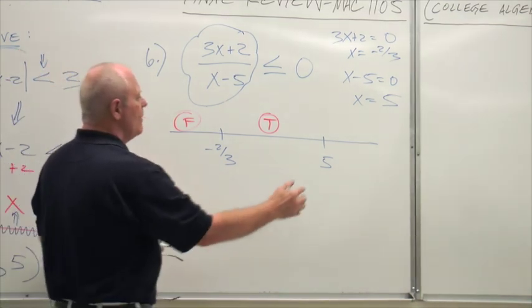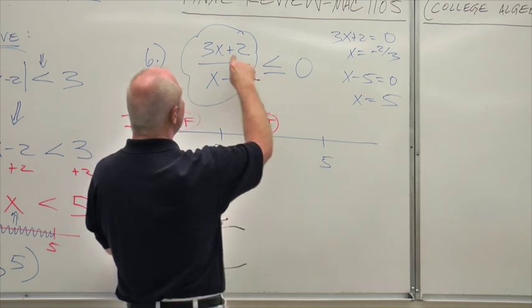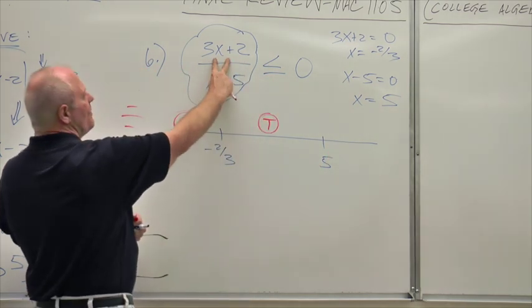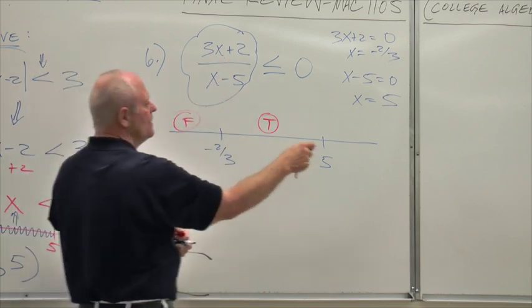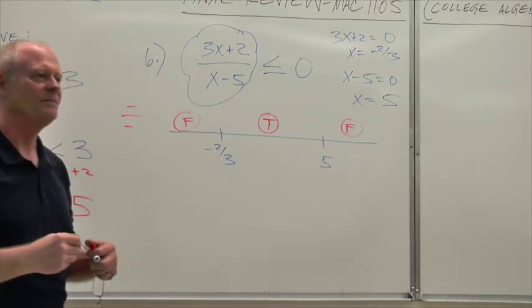Good. Now, obviously, when it's something like 6 over here, if you plug a 6 in, what do you get? Well, you can just eyeball this, right? You get a positive number up here, right? You get 20. And down here you get 1. So this is going to be also false, because you get a positive number.